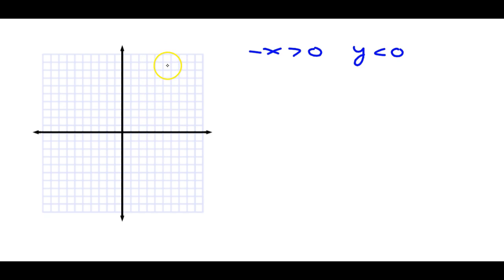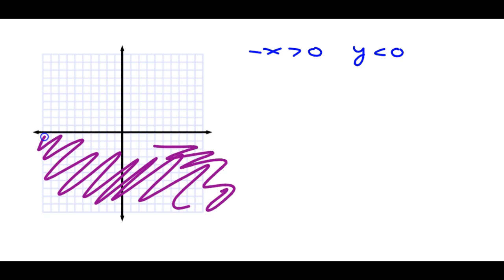Negative x is greater than 0 and y is less than 0. So we've already done y is less than 0 with the first example. So y is less than 0 is going to be anything below the x-axis. I'm just going to shade all that in. And then this is a little bit trickier. Negative x is greater than 0. Well, you could think of it as if you multiply both sides by a negative 1, you get x. And remember, when we multiply this side by a negative 1, we still get 0, but it flips the sign.